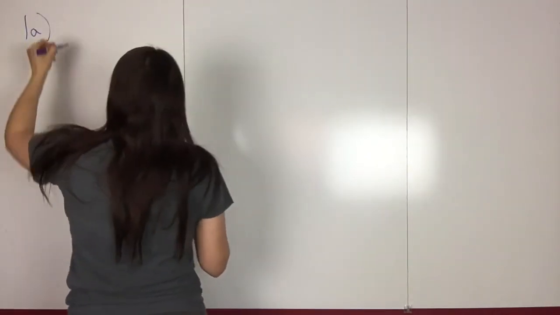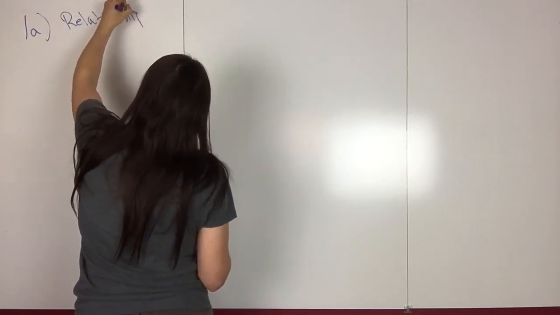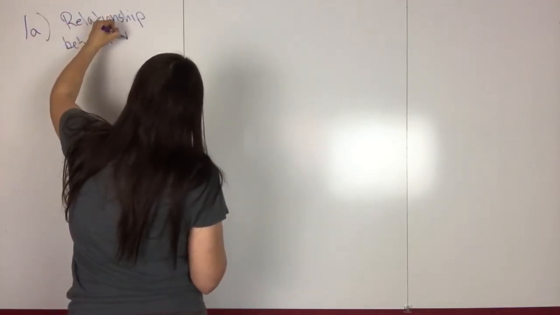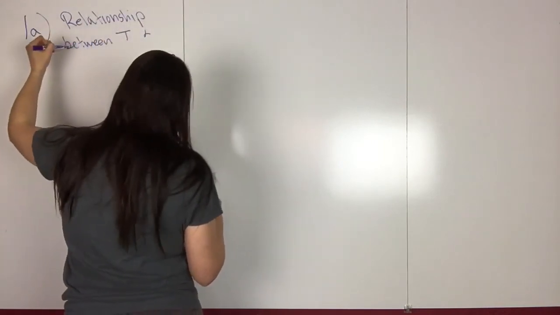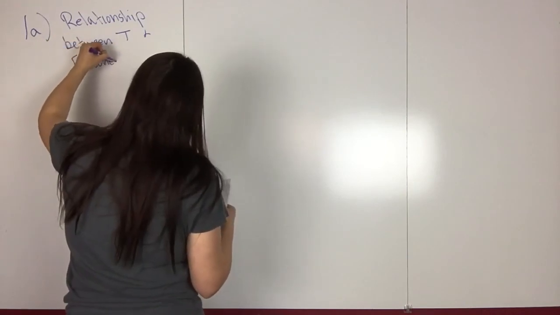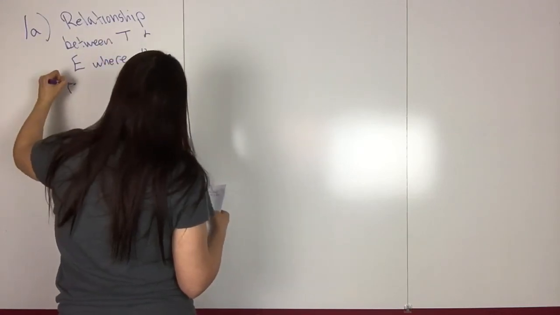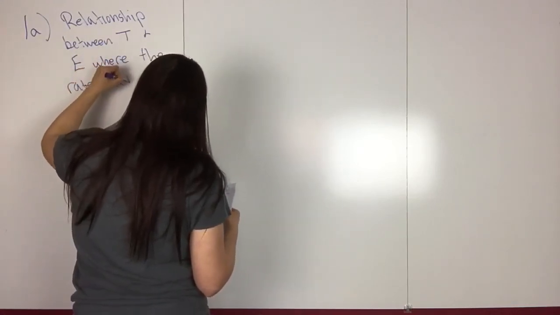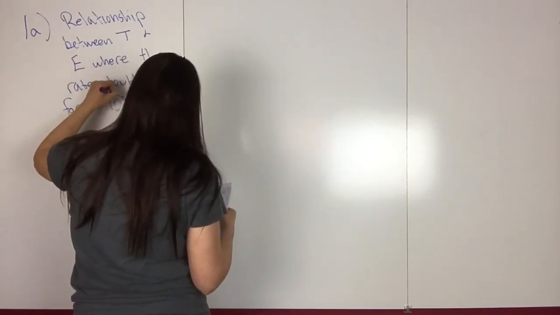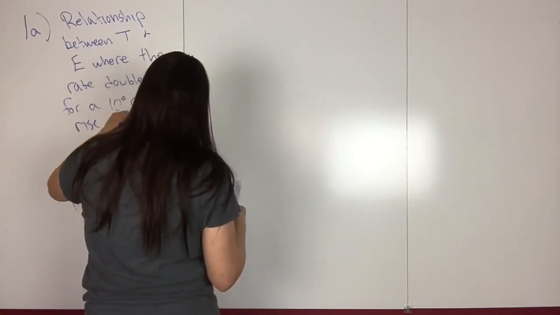So we're looking for a relationship between temperature and activation energy, which is E, where the rate doubles for a 10 degrees Celsius rise in temperature.